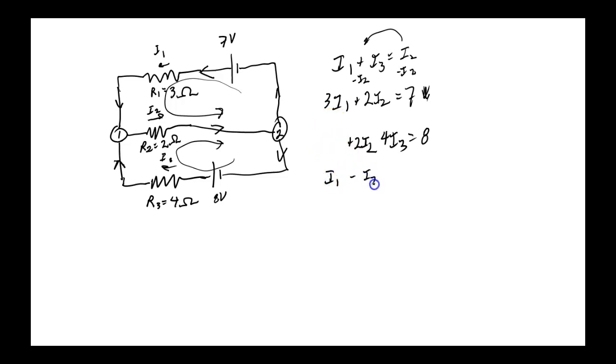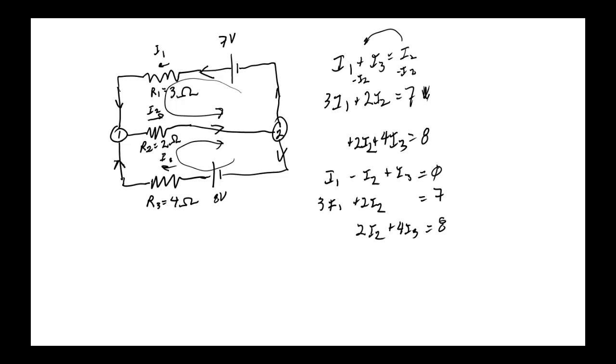I1 minus I2 plus I3 is equal to 0. And then 3I1 plus 2I2 is equal to 7, and 2I2 plus 4I3 is equal to 8. There's our system of equations set up with variable over variable, equal sign over equal sign, and constants over constants. That's set up how we want it, and that's why I did it that way in the first place.